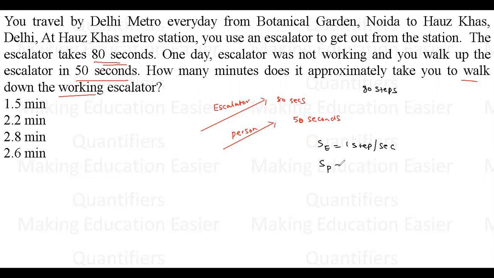And speed of person. Now he takes 50 seconds for 80 steps. So his speed will be 80 upon 50. That means 8 by 5 steps per second. Now, what they are asking is how many minutes will it take if you walk down the working escalator? Now, escalator is moving upwards, person is going downwards, right? Person is going downwards.